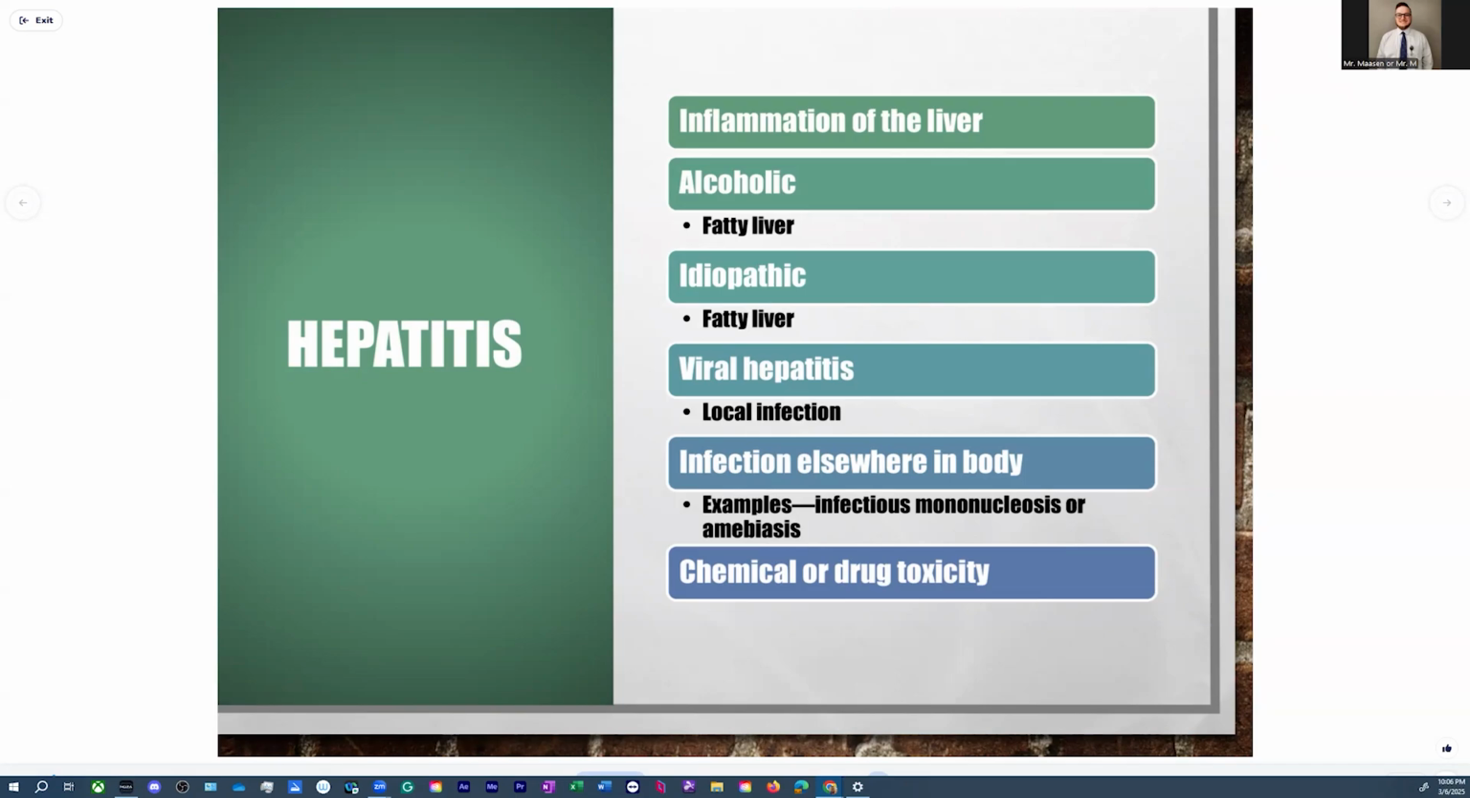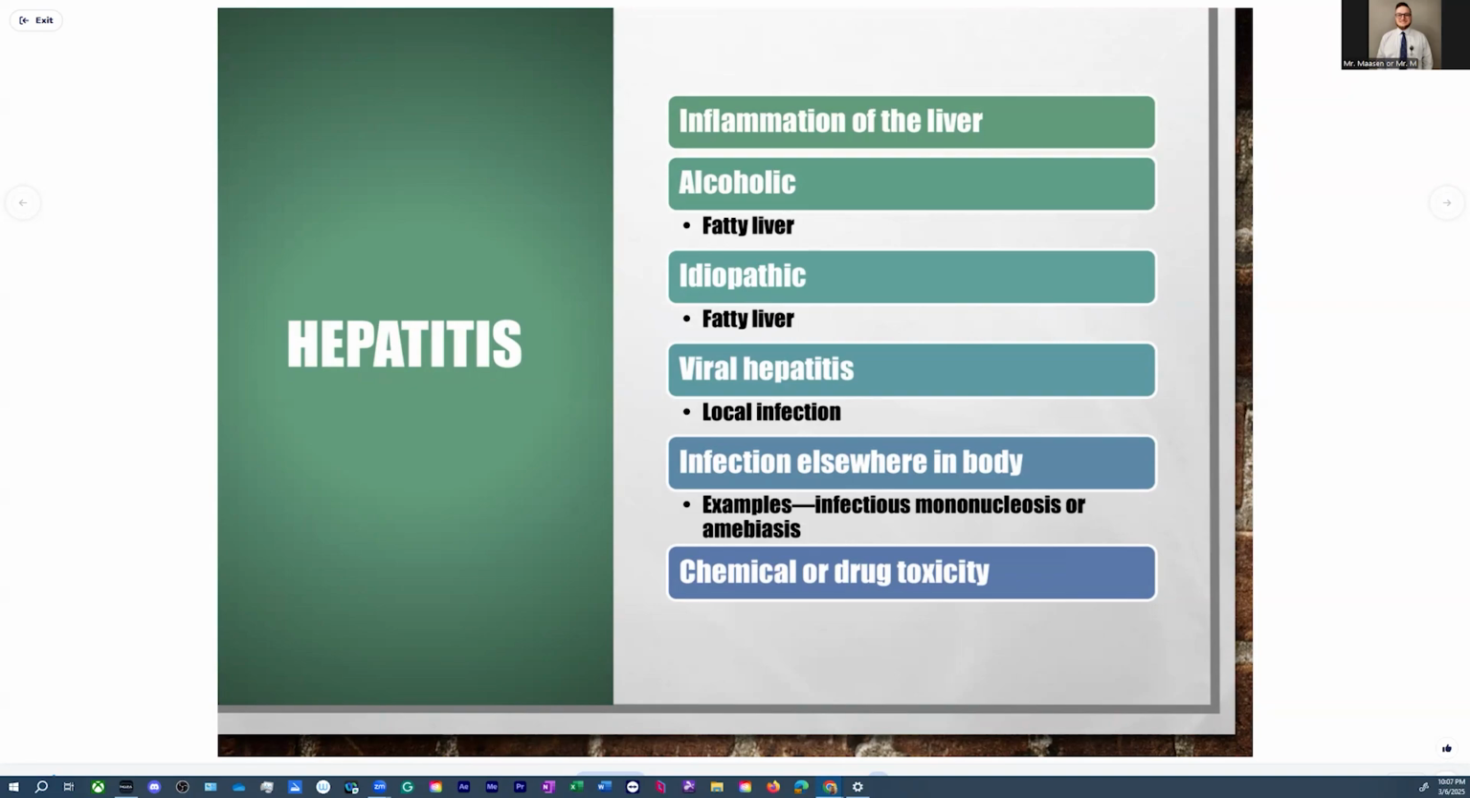There are some reasons it could be inflamed or infected. Alcohol causes fat development in the liver. Idiopathic causes are also fatty liver. Viral infections, we'll talk about those. Those are the hepatitis A, B, and C, D, E viruses. We have a series of viruses called hepatitis. But again, the term hepatitis just means general infection or inflammation. Infection somewhere else in the body or certain chemicals or drugs can affect it.